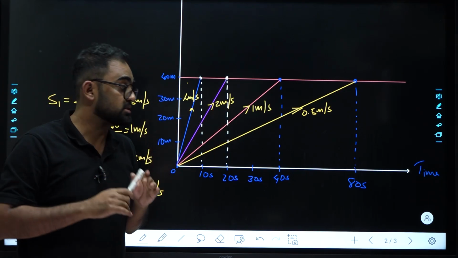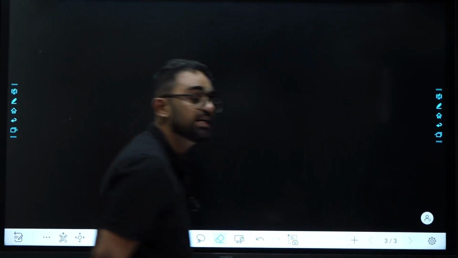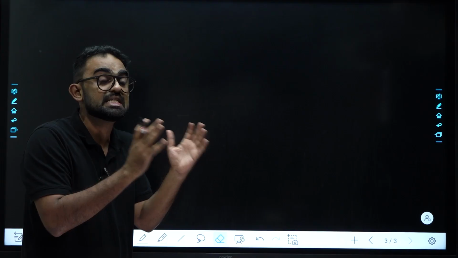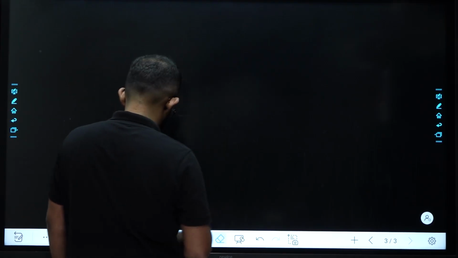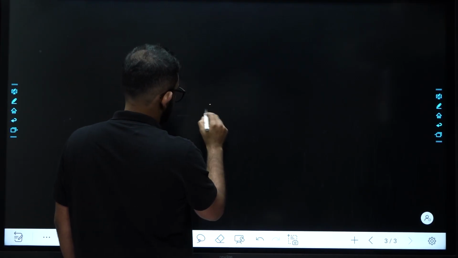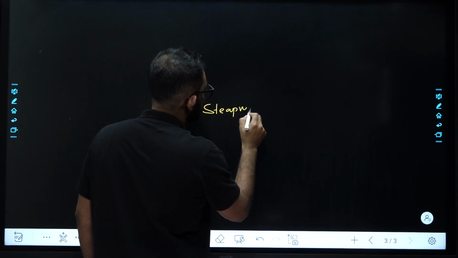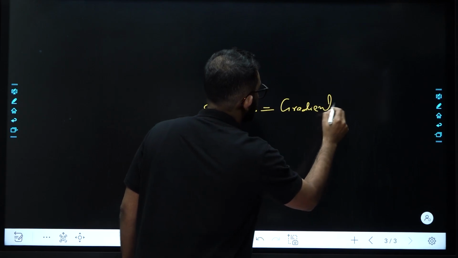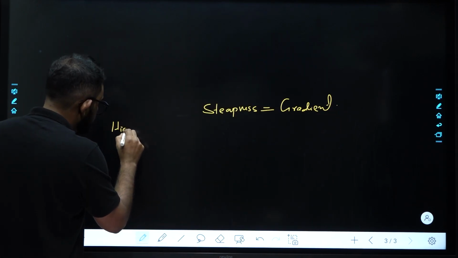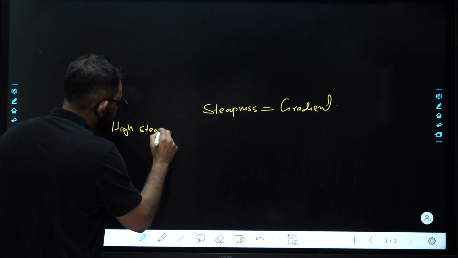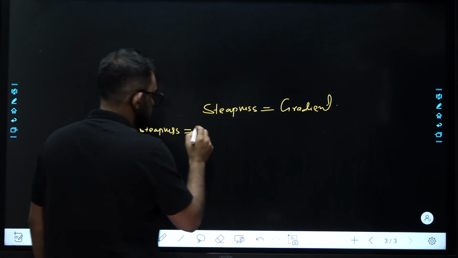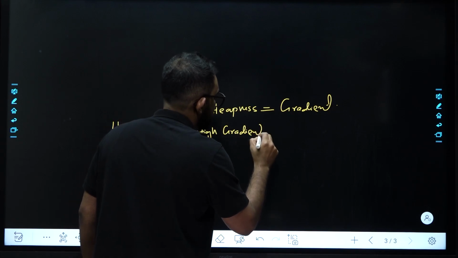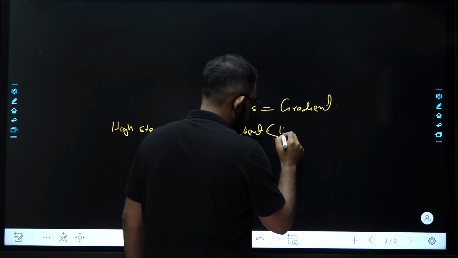But when you write for your exam, you have to use a proper technical word. In physics, we have a proper technical word instead of the word steepness. In physics, the word steepness means gradient. Steepness means high gradient. High gradient or steep gradient, which means high speed.